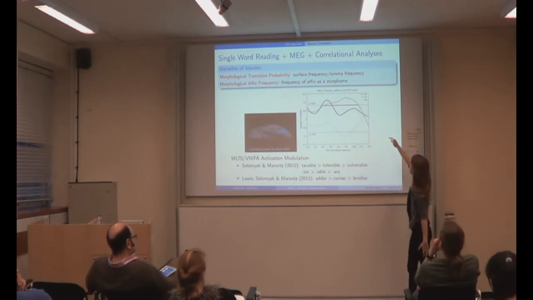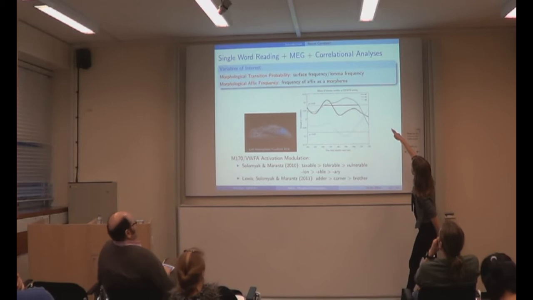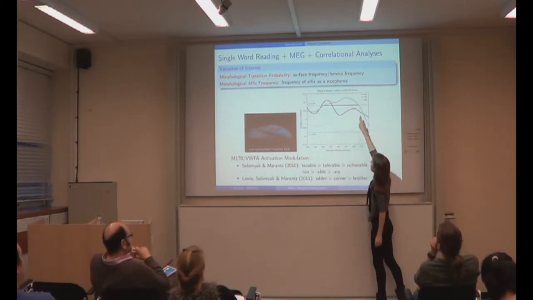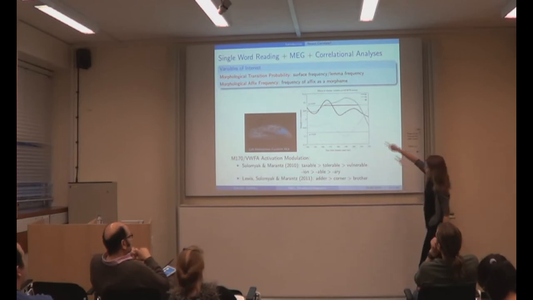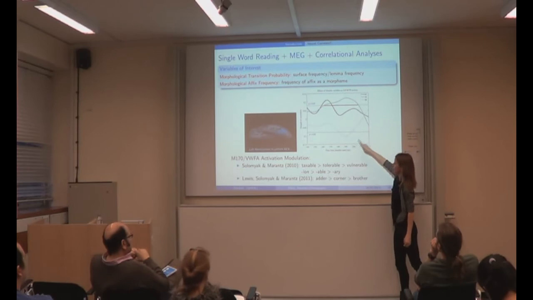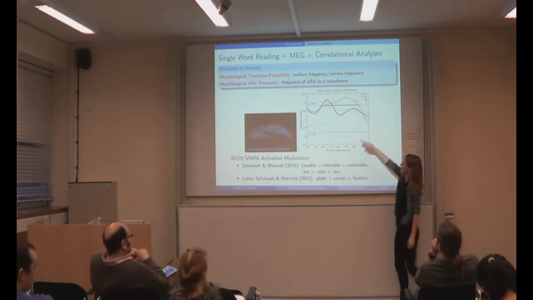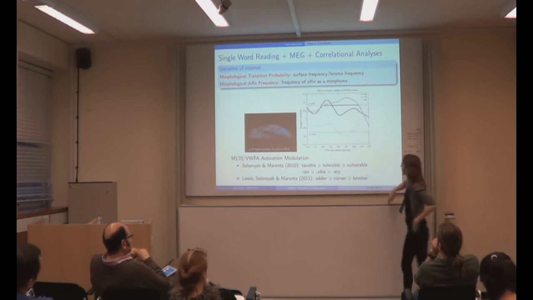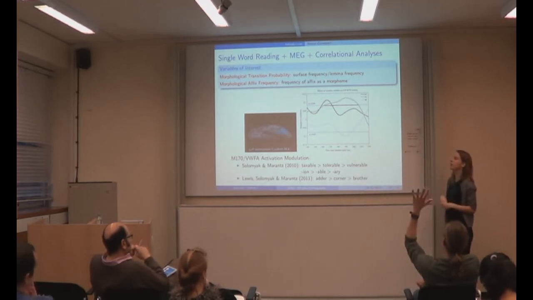So the transition probability is this darker line here, and this is plotting the strength of the correlation between transition probability and the evoked magnetic signal. And you can see in this critical time window, this black line up here between 170 and 210 milliseconds, you get a significant correlation.